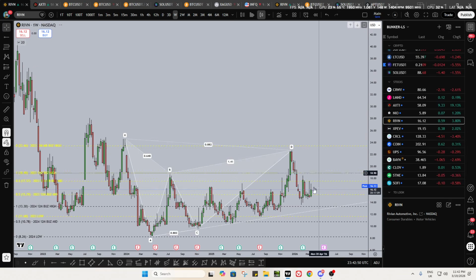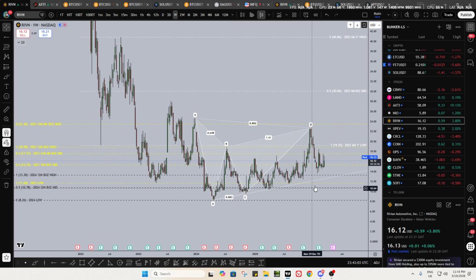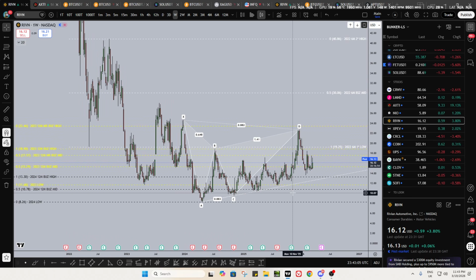So NIO looks good, Rivian looks good, right? I think I'll just look at the structure. I'm still in Rivian, right? Because I did not sell at this peak, because this is not the move I wanted. This is not the extent of the move I wanted. Now, will that come to bite me in the ass? Who knows? We'll have to see.